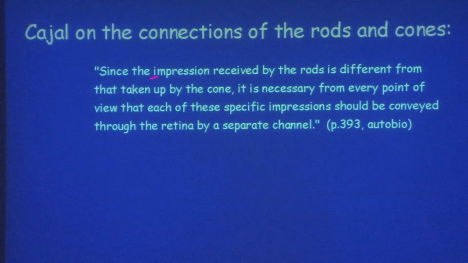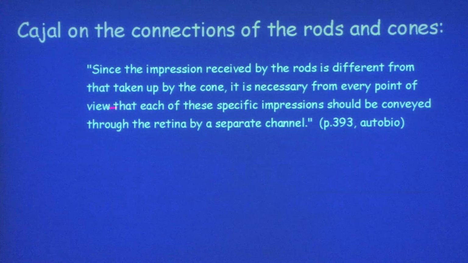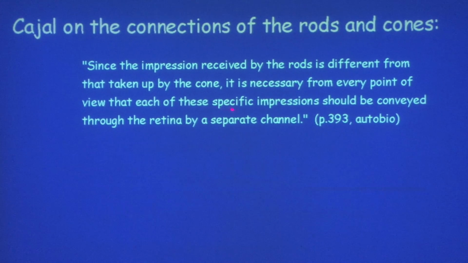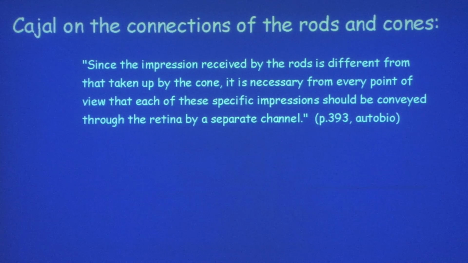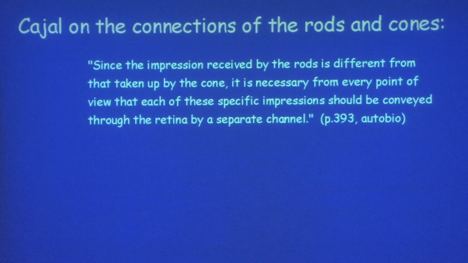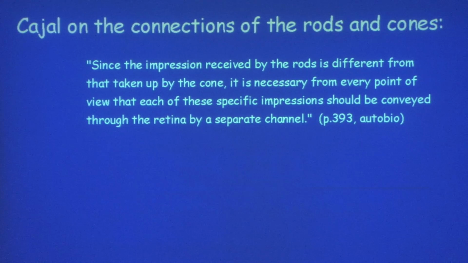So he said, since the impression received by the rods is different from that taken by the cone, it is necessary from every point of view that each of these specific impressions should be conveyed through the retina by a separate channel. The translation leaves a lot to be desired, but that's okay.